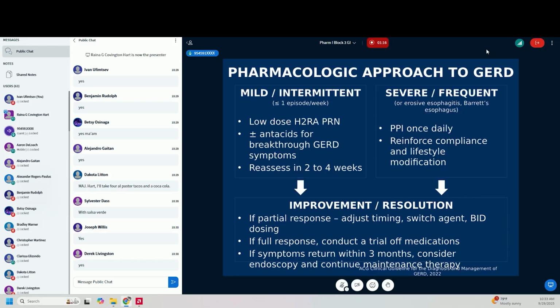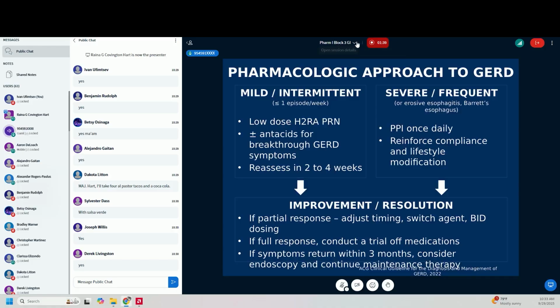So again, like normal, I will tell you what they have. I will tell you that they are mild, intermittent, or I will tell you that they are severe and frequent. If I said mild and intermittent, you're going to be like, cool, I can use an H2RA. I can have some antacids if they're having breakthrough. I'm treating them on the spot because it's not something that's happening often to that patient.